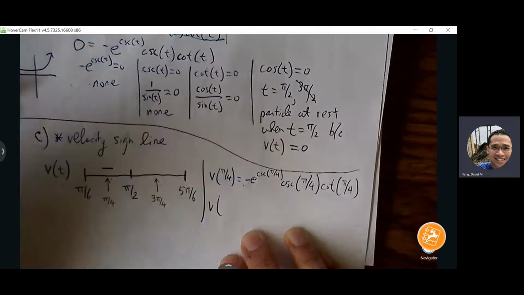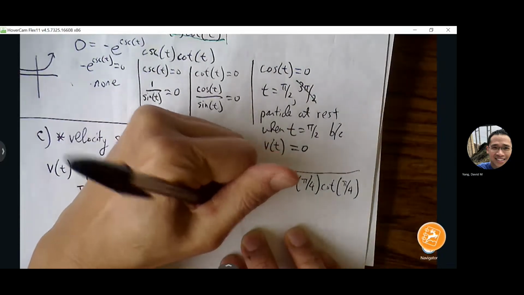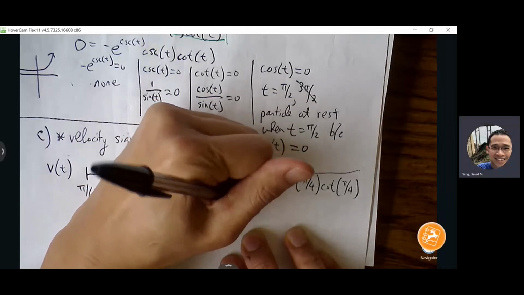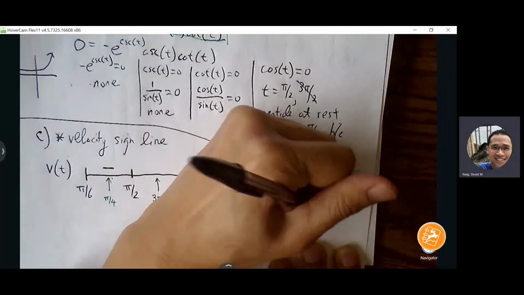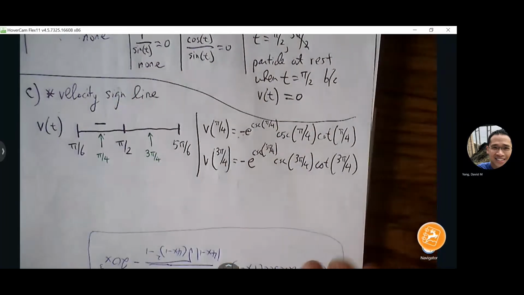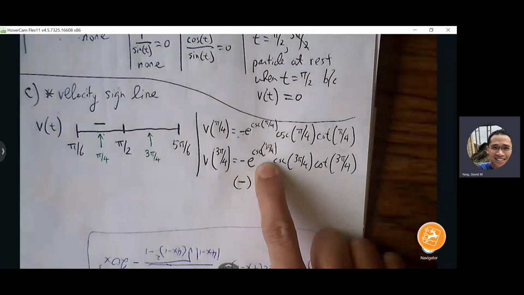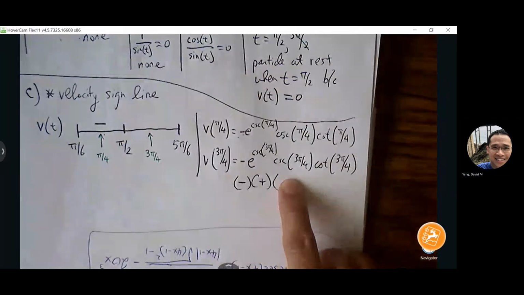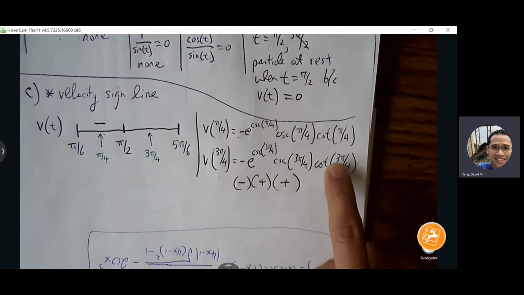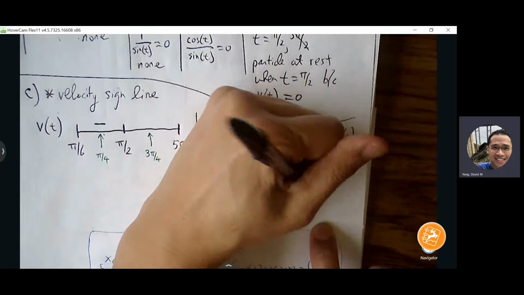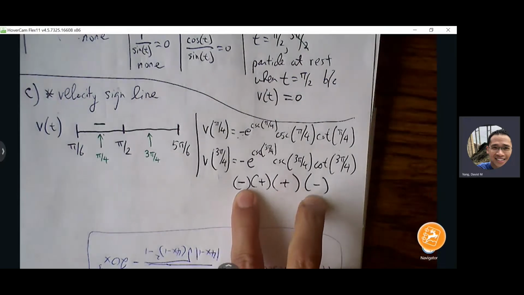All right, let's find v of 3 pi over 4. So I have a negative here. E raised to any power is positive. Okay, cosecant. Maybe something that's easier is thinking in terms of sine, because cosecant and sine will have the same behavior in terms of positive and negative. So think of this as sine in the second quadrant. What's sine in the second quadrant? Positive. Cotangent, think in terms of tangent. What's tangent in the second quadrant? Negative times positive times positive times negative. I have two negatives, so positive.